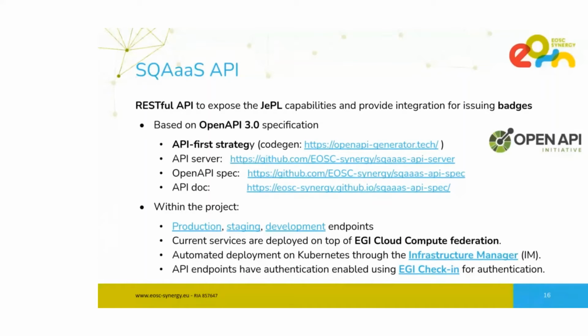The current service is deployed in the EGI Cloud Compute Federation. EGI stands for European Grid Infrastructure. The API can be deployed on top of a Kubernetes cluster, for instance by means of the Infrastructure Manager. And for authentication, we use, again, EGI Check-in.